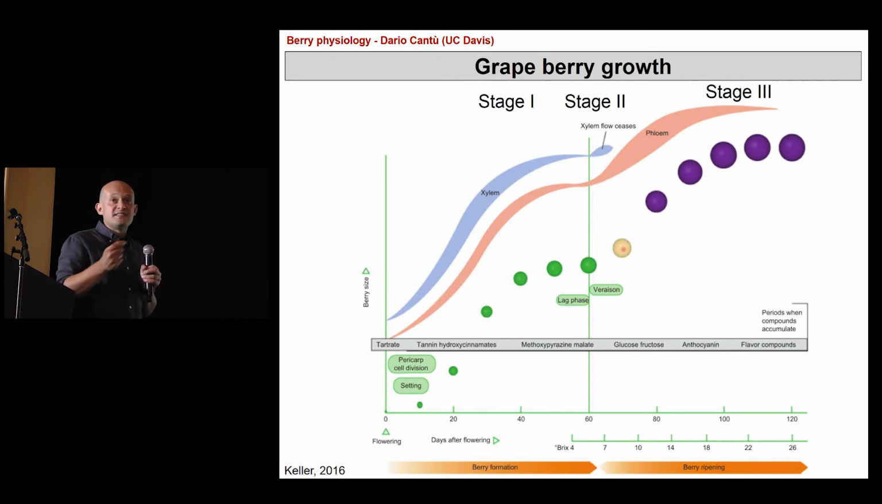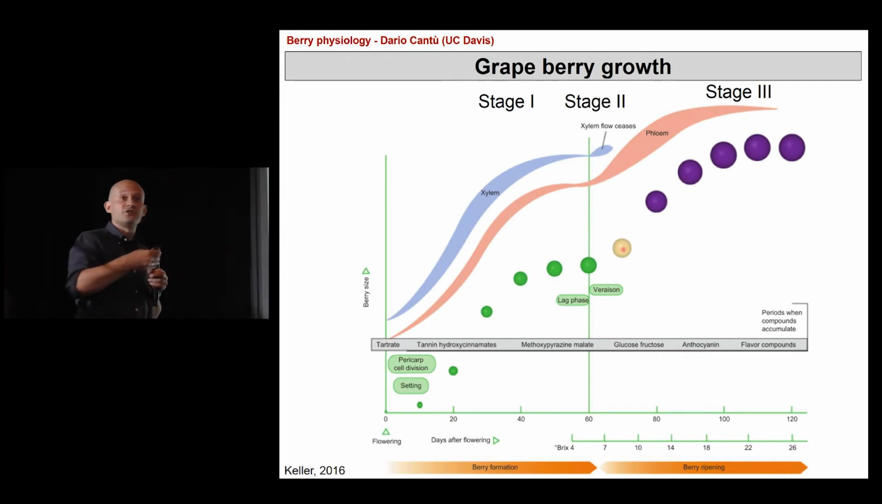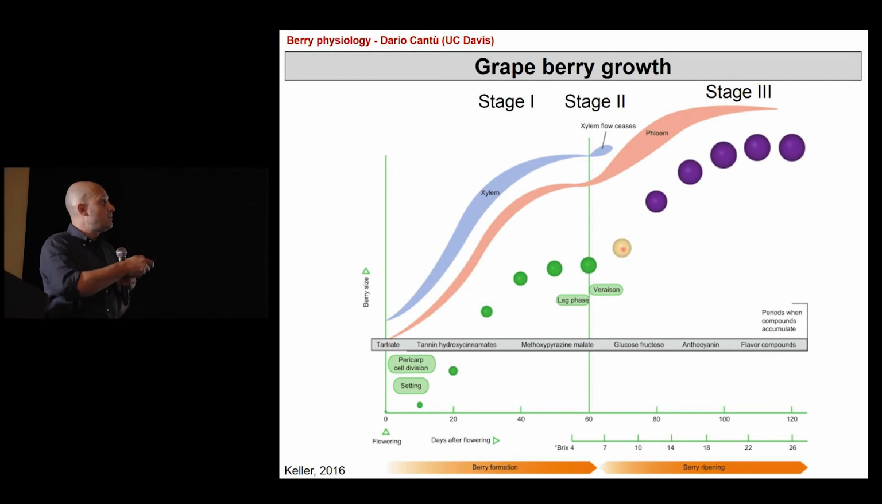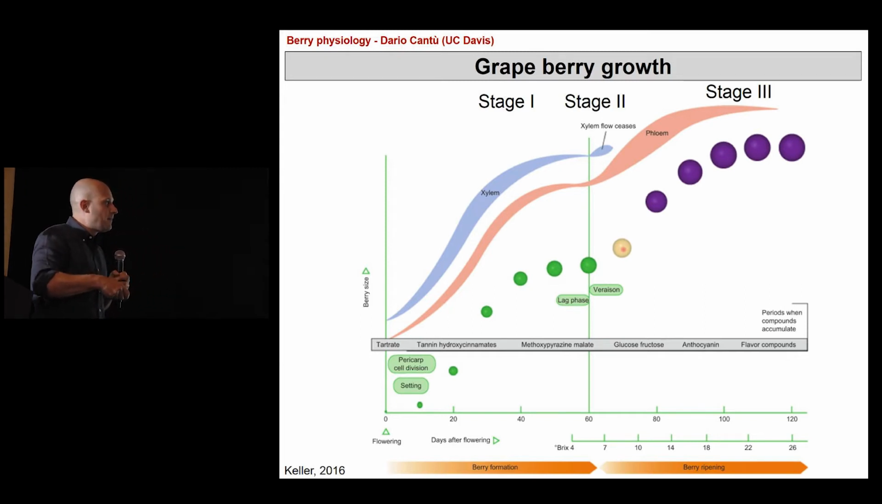Okay? And specific metabolic and developmental events happen during the progression of development and ripening. So typically in stage 1, the berry is still attached to the rest of the vine by xylematic conductivity. Berries are green.